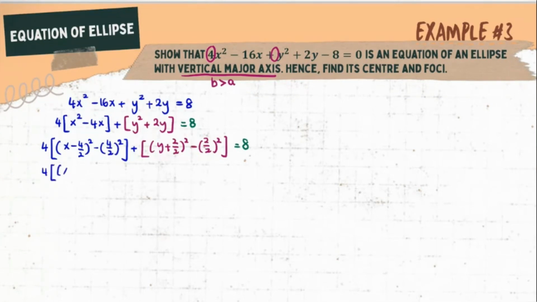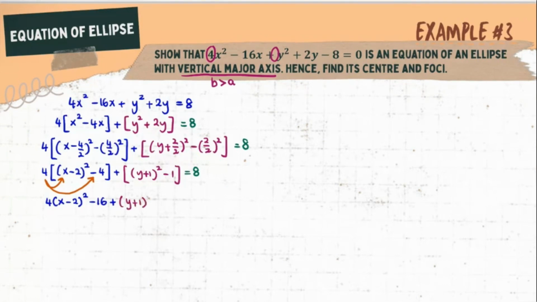We have (x minus 2) squared, and then 2 squared is 4, so minus 4. Plus, okay, the red one will become (y plus 1) squared minus 1 equals to 8. Okay, now I will multiply 4 into the variable of x only. So it will now become 4 times (x minus 2) squared minus 16 plus (y plus 1) squared minus 1 equals to 8.